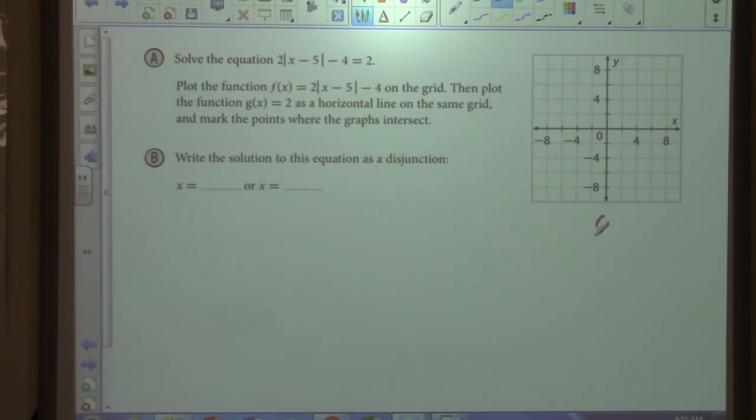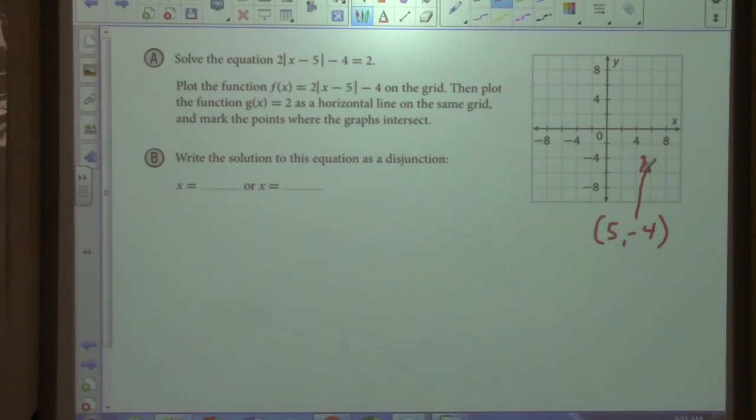Marcus says if we plot 5 comma negative 4, that would help us find our, what do we call this? Vertex. These go by 2, right? So 5, negative 4. That would be our vertex right here.